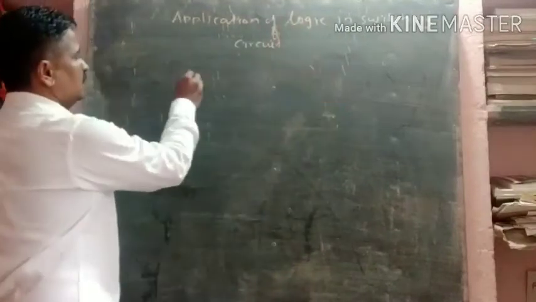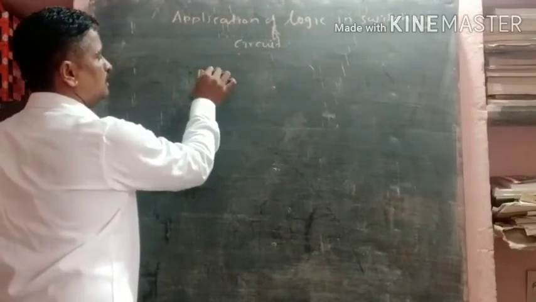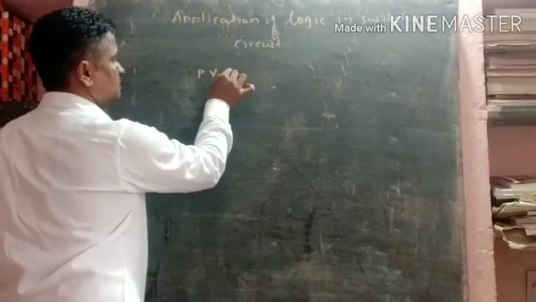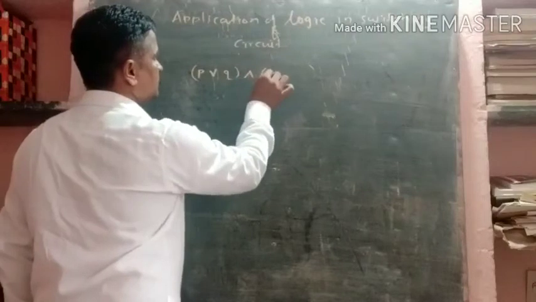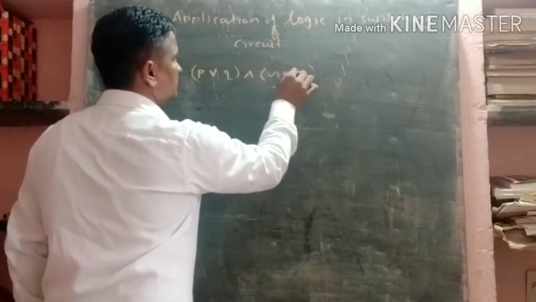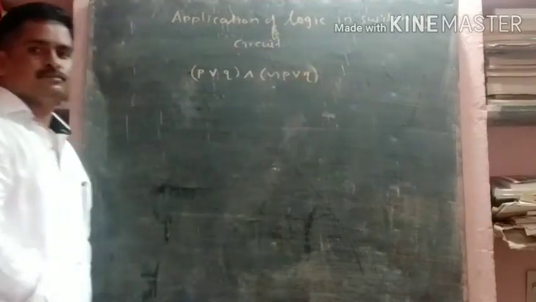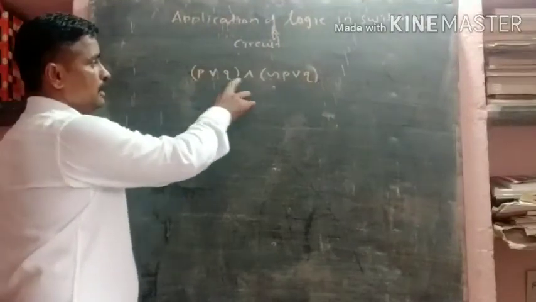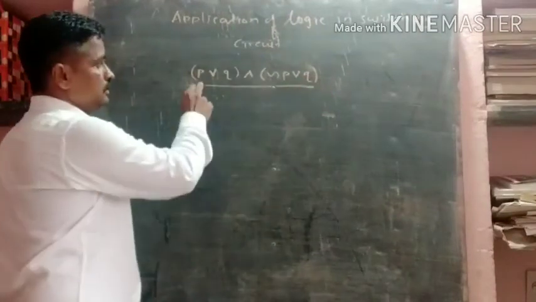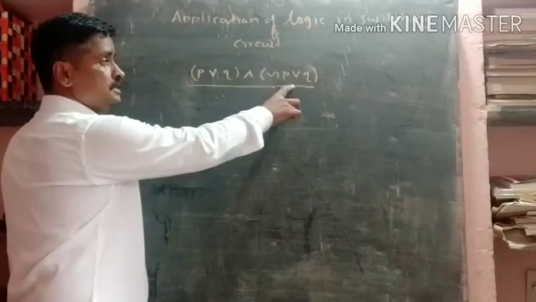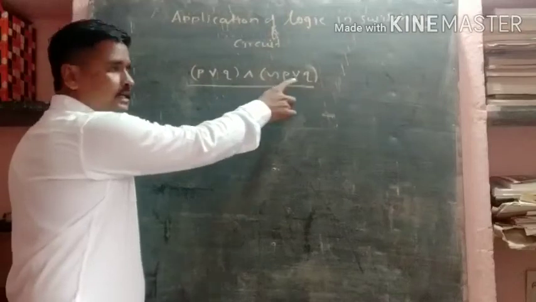So consider an example to construct a switching table using a suitable logical statement: P disjunction Q, conjunction with negation of P disjunction with Q. We have to obtain the switching table of this logical statement, that is P disjunction Q conjunction with negation P disjunction with Q.